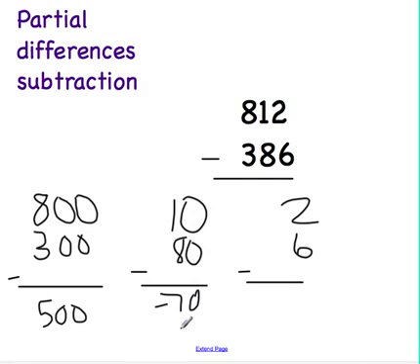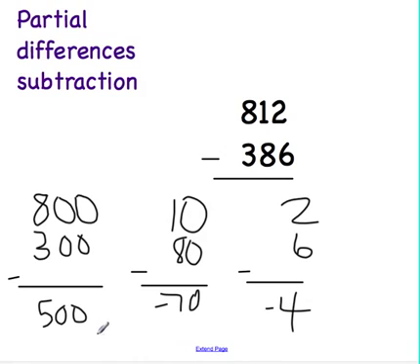I'll do the same thing in the ones place. I cannot take 2 marbles and give you 6, but I can end up with a negative number. So 6 minus 2 is 4, but it is a negative 4. Anytime the bottom number is larger, you will get a negative answer.